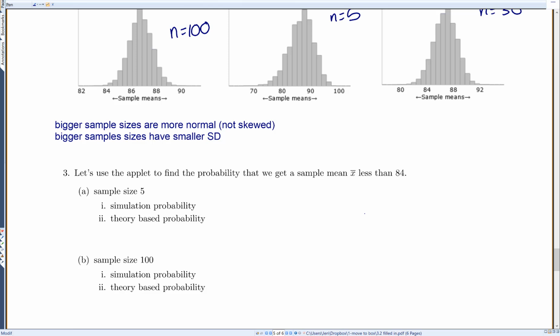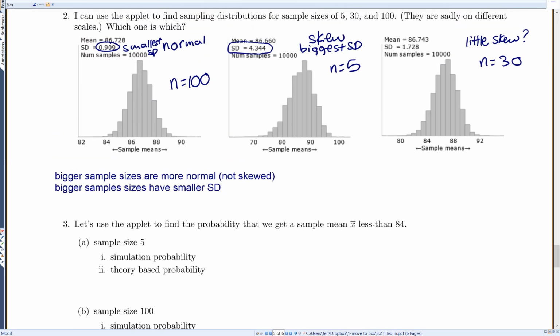Now we could use the applet to find different probabilities. So this one says, let's use the applet to find the probability we get a sample mean x bar less than 84. So I want you to just look at it first. If this is 84 right here. So for a sample size 5, the chance to get a sample mean of 84 or less, that seems pretty big, don't you think?